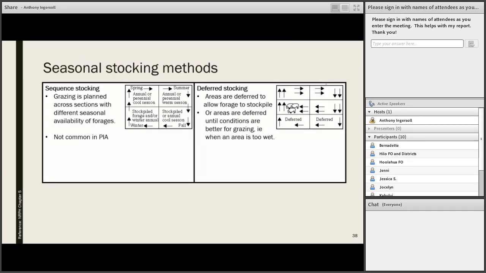Seasonal stocking methods are another strategy that seeks to stock pastures based on seasonal availability of forage or appropriate conditions for grazing. The two main methods are described here. Sequence grazing plans graze to match season availability of different forages. As we don't really have major seasonality on our grazing lands out here, this method probably isn't that common. Deferred stocking is another method where areas may be deferred for a season in order to allow forage to stockpile, or where livestock are kept out of an area for a certain time of year, maybe because grazing could be damaging or disruptive due to environmental or maybe habitat conditions.